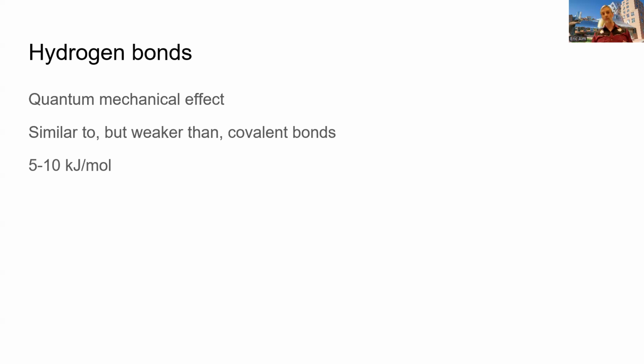And so they're similar because they're like a quantum mechanical entity. The electrons are kind of shared between the donor and acceptor. They're a lot stronger than just a standard electrostatic interaction. They're more like a covalent bond, though they're maybe an order of magnitude weaker, so about 5 to 10 kilojoules per mole.